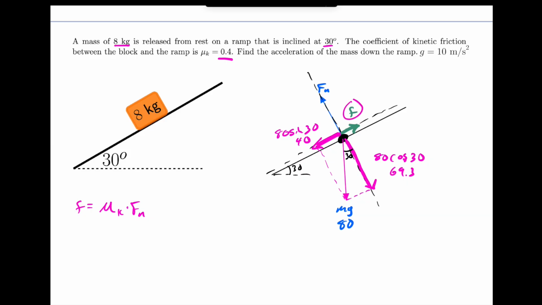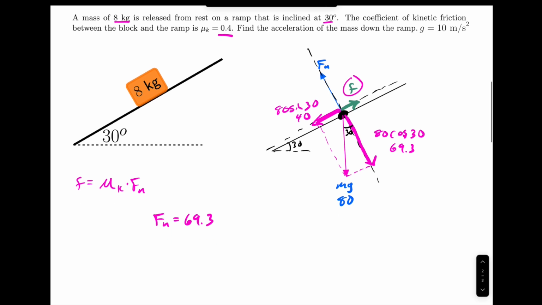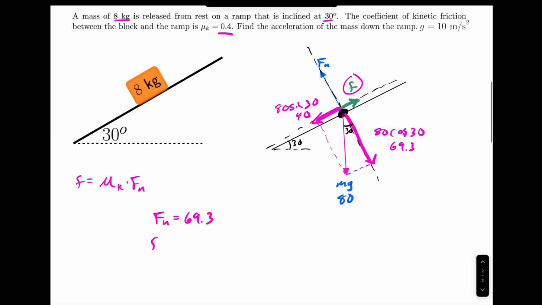Now from the last problem, we already know that Fn was equal to 69.3. Okay, so from what I just said, that would mean that the frictional force is going to be 40% of 69.3, which turns out to be 27.7 when you calculate that. So now I know that the upward frictional force is 27.7 newtons. And now we want to figure out what the acceleration is down the ramp. Now remember, when there was no friction, the acceleration turned out to be 5. Let's see what we got now.